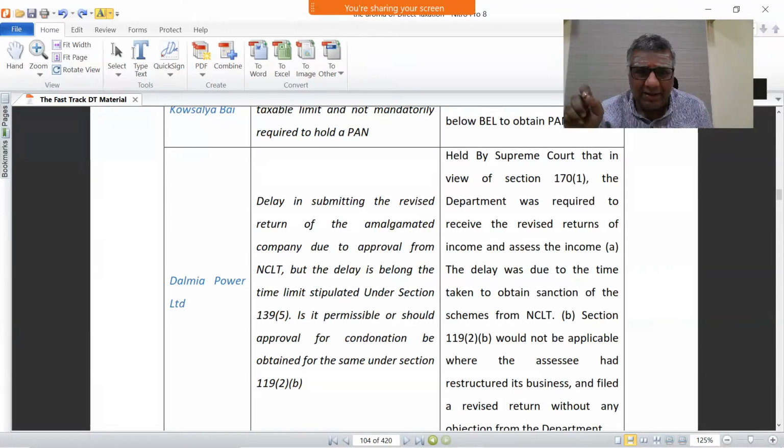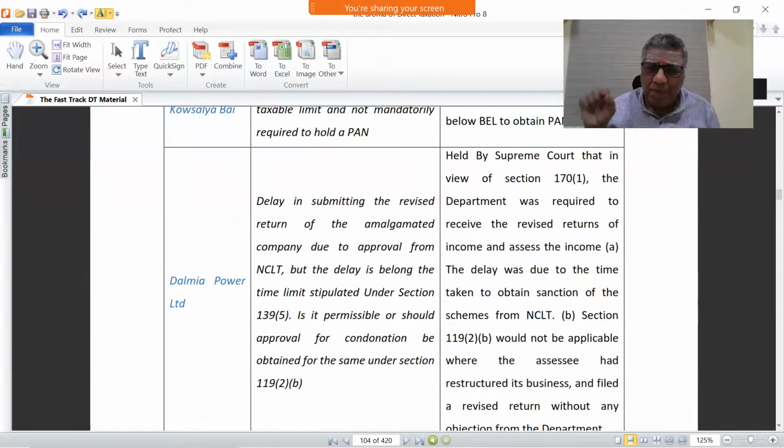X Limited amalgamates with Y Limited. Now Y Limited has to file the revised return for X Limited. When can they file? Only if the amalgamation process is through with NCLT.